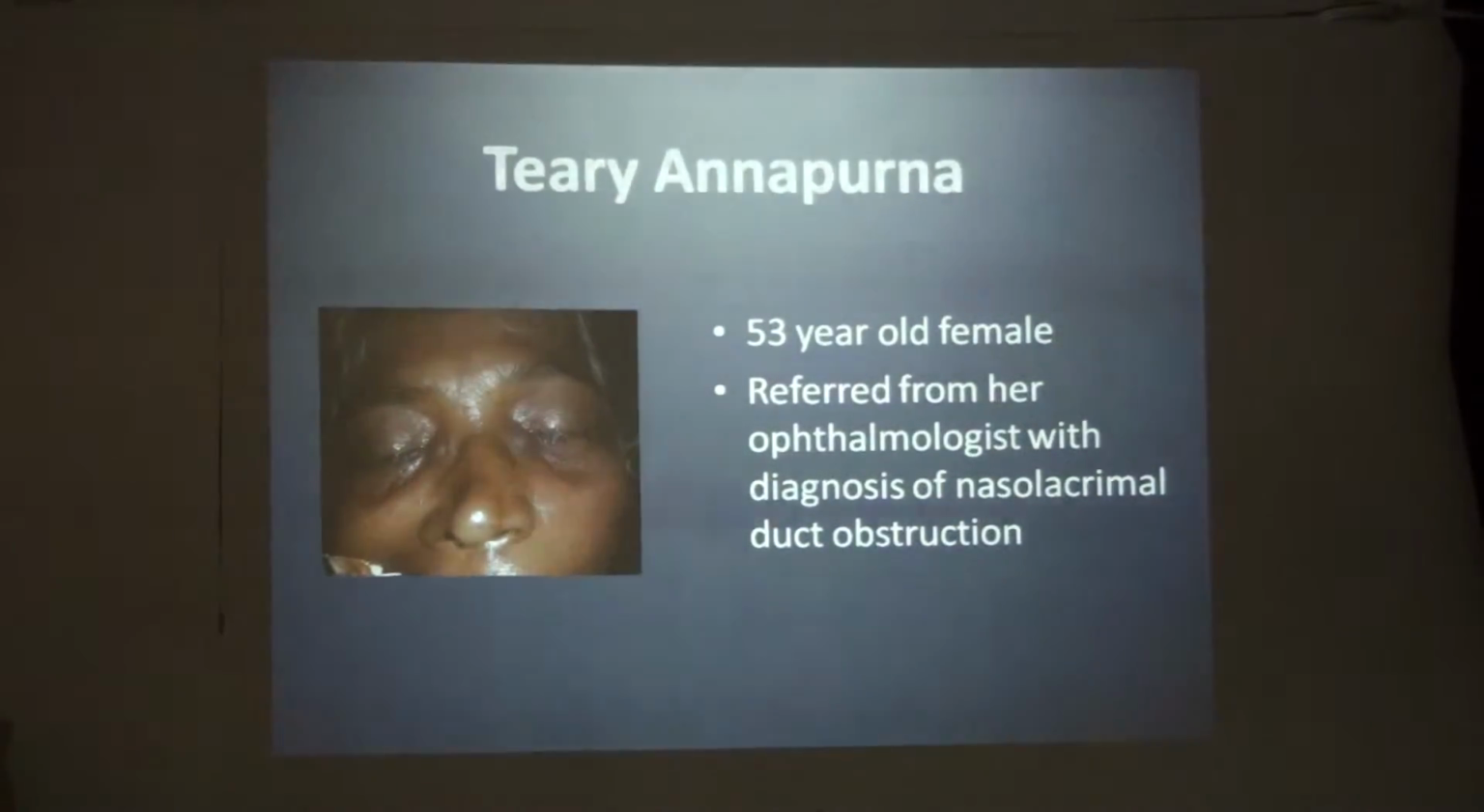This lady, again, is a 53-year-old female, referred from the ophthalmologist with a diagnosis of nasolacrimal duct obstruction. What happens is, usually they do the syringing test before sending to me, and they confirm that this is a block of the nasolacrimal duct. Then only I proceed. Otherwise, I will have to do either a syringing test or some dye test.